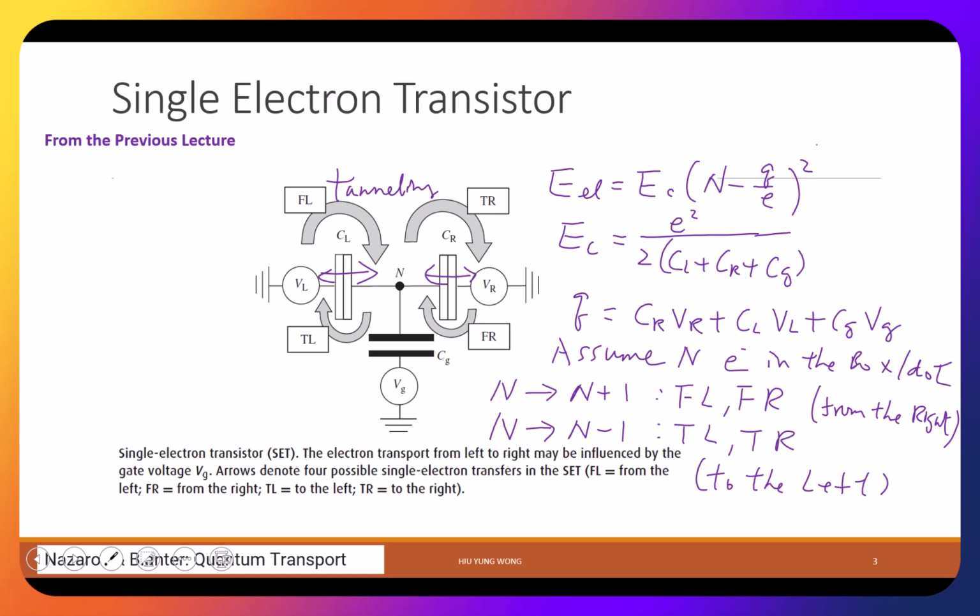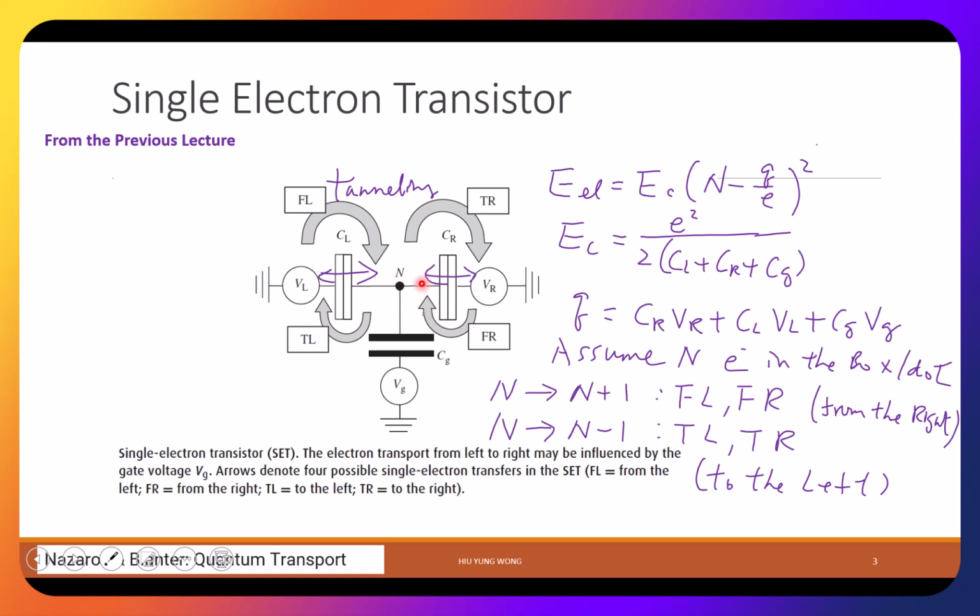We already covered this slide in the last lecture. This is a transistor. It has 3 terminals. We can call this source or drain. This is drain, this is source, and this is the gate. And we have this quantum dot here.